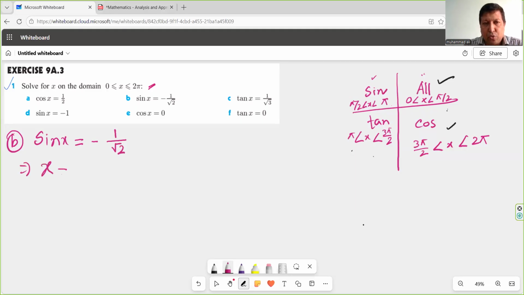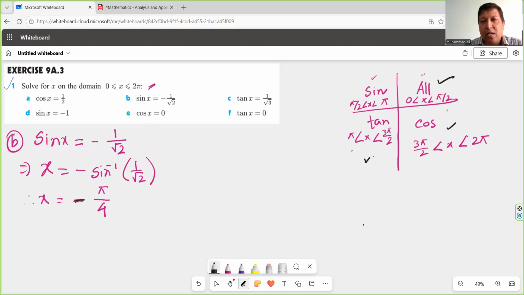So x equals, keep minus outside, sine inverse 1 by root 2. So sine inverse 1 by root 2 is pi by 4. Therefore, x equals minus pi by 4. Our interval is 0 to 2 pi. So here, this minus symbol indicates we will search where sine is negative.